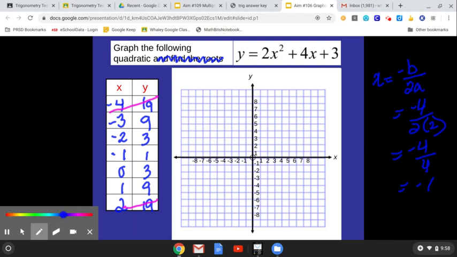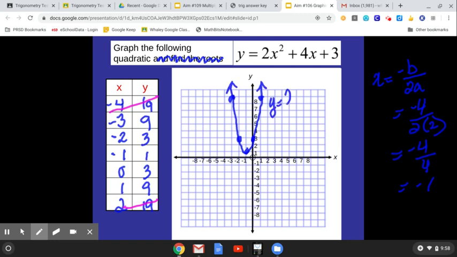So let's see, negative 3, 9, negative 2, 3, negative 1, 1, 0, 3, and 1, 9. And yep, I still get that U shape that I can see. And I don't forget to label it. And there we have it.